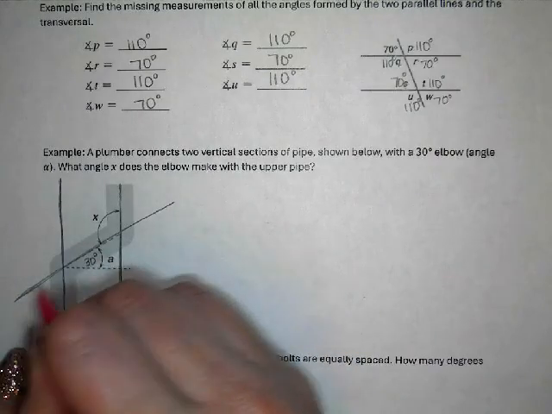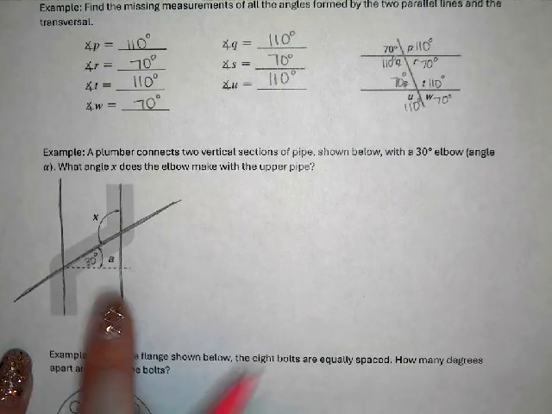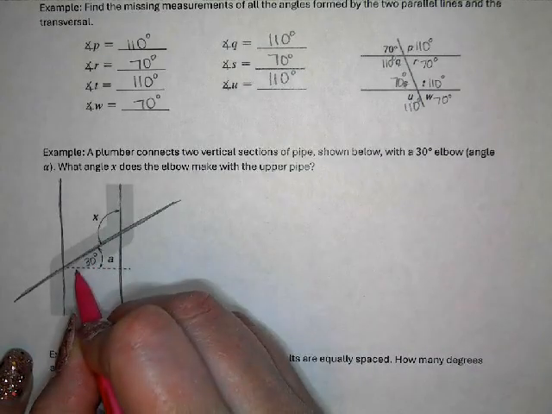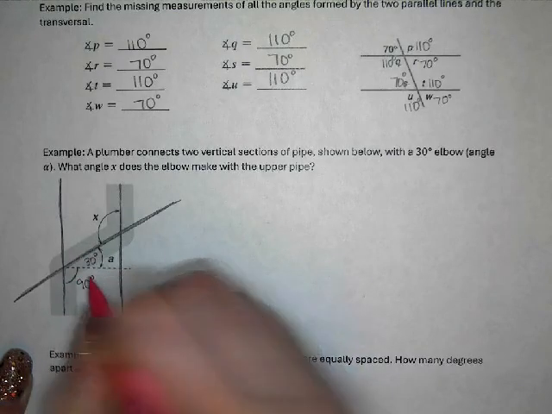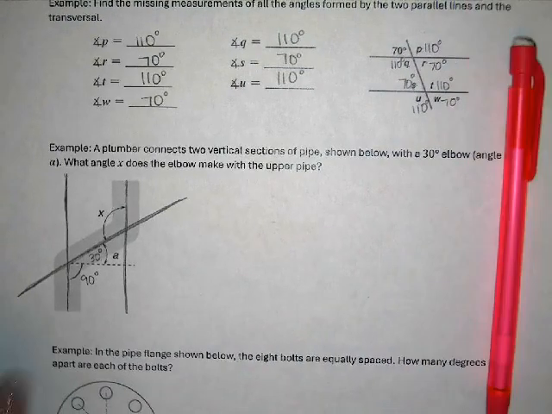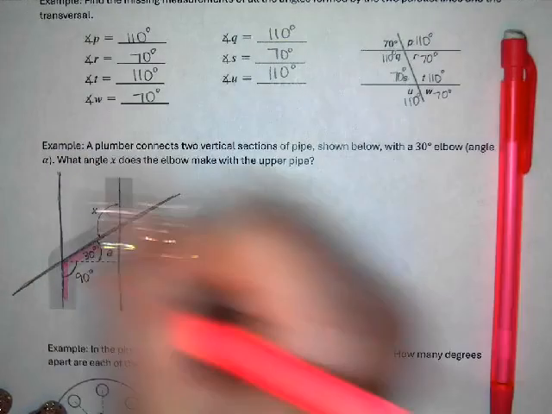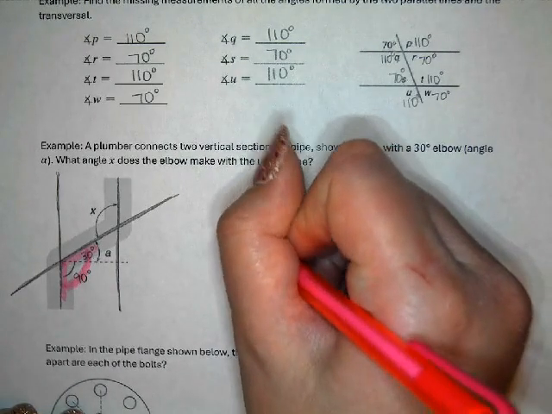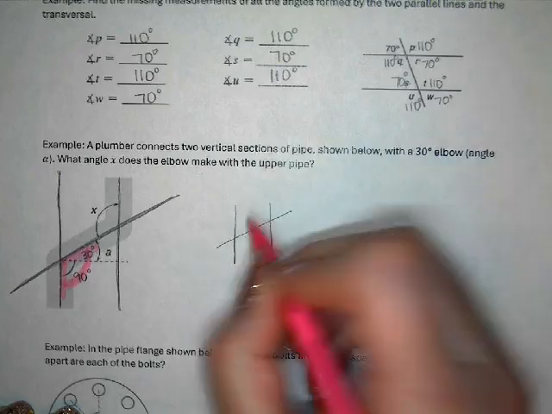Okay, so here's your two parallel lines. Here's your transversal. So this is 30 degrees. You can see this right here is a 90-degree angle. So if we have a 30-degree angle and a 90-degree angle, then that means that the whole angle right here is 30 and 90. It's 120 altogether. So we have two parallel lines, we have a transversal, and this is 120 degrees, and we're trying to find this.